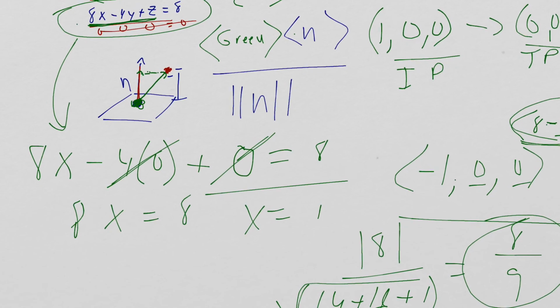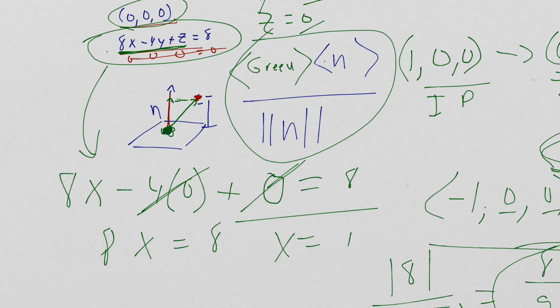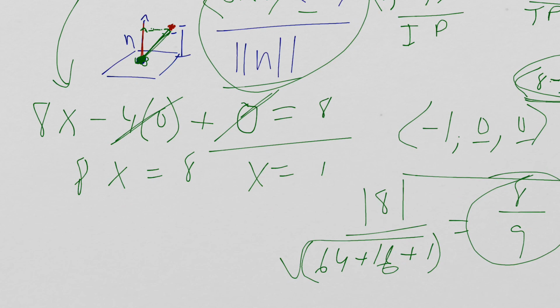So this got a little sloppy. It stopped halfway. I hope this showed up. This is your formula: the green vector dotted with this normal vector divided by the magnitude. And in our case, we got 8/9.